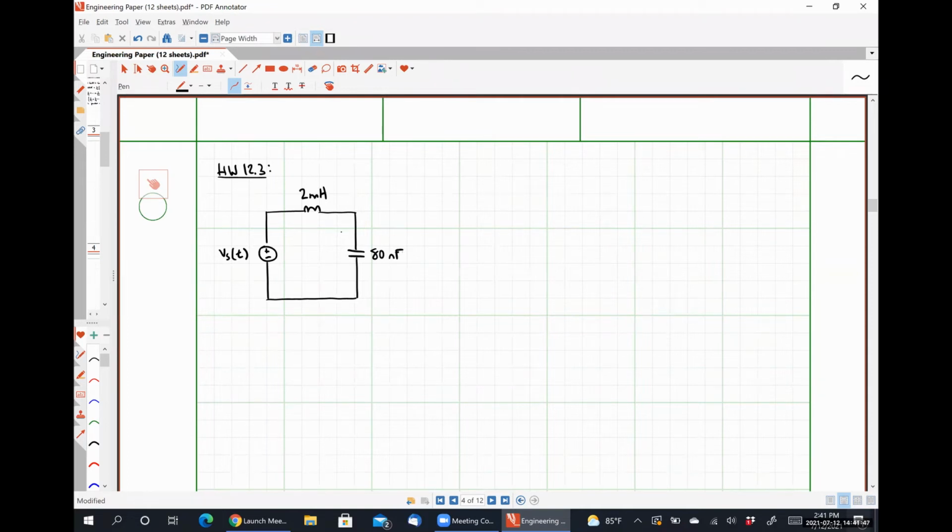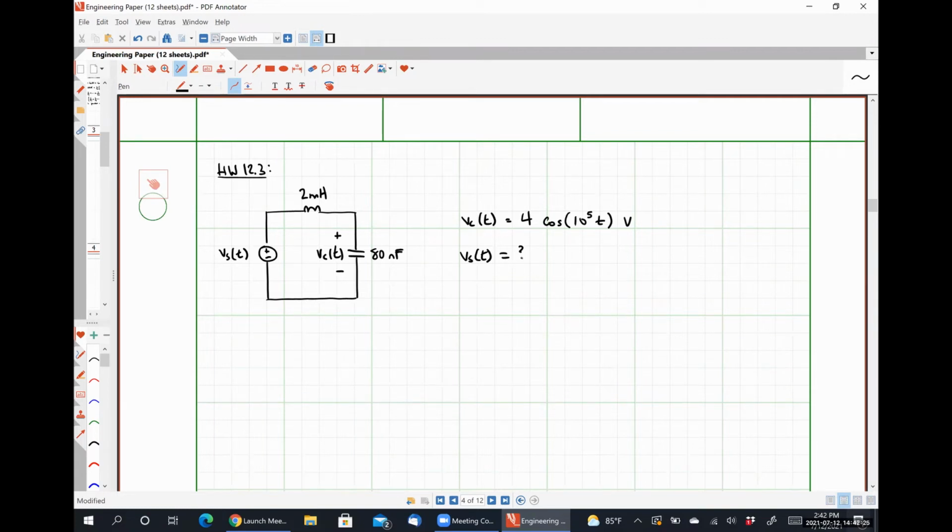And we are told that the capacitor voltage Vc of t has a value of 4 cosine 10 to the 5 t volts. And we want to figure out what Vs of t is, okay?